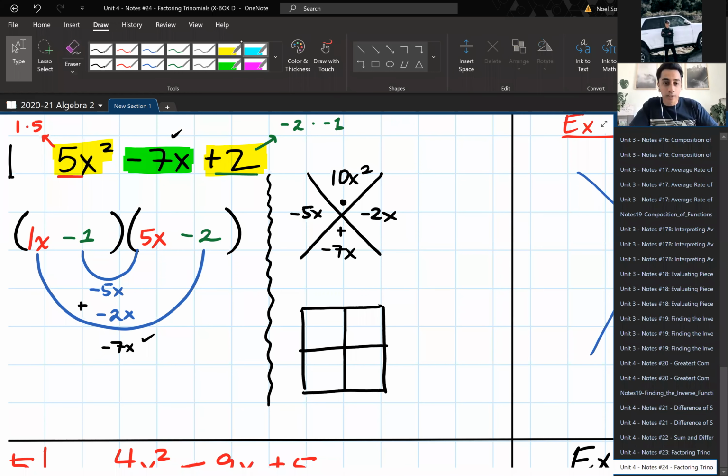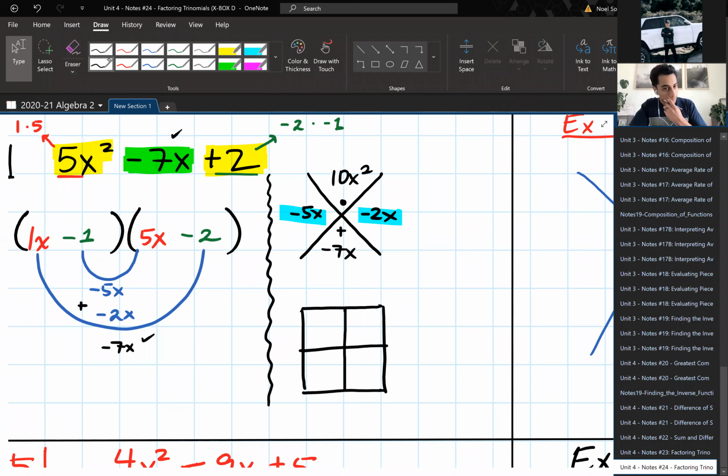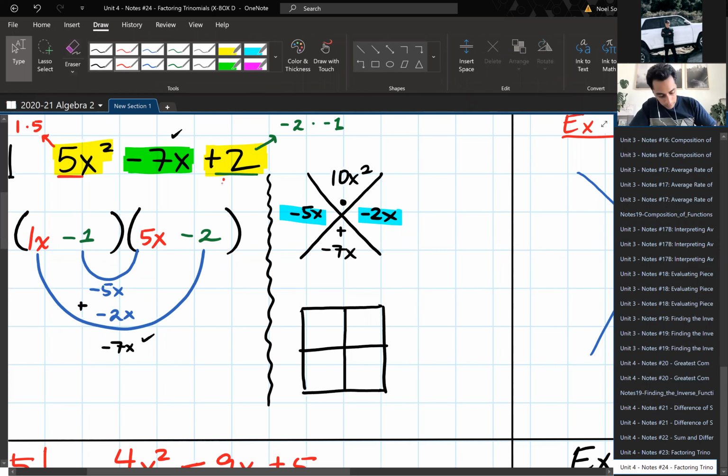What two terms are we going to use? You're going to use the negative 5x and then negative 2x, okay? Doesn't matter where they go. The 10x squared comes from a product of the first term and the last term, the leading term and the constant. That's just part of the box strategy.